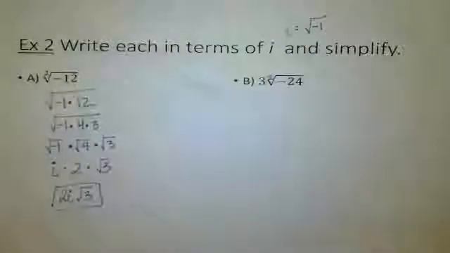Now, that was a whole lot of steps. Do you have to do it in that many steps? No. If you got a negative under your square root, you pull out an i. And you simplify the root the same way you have been doing.